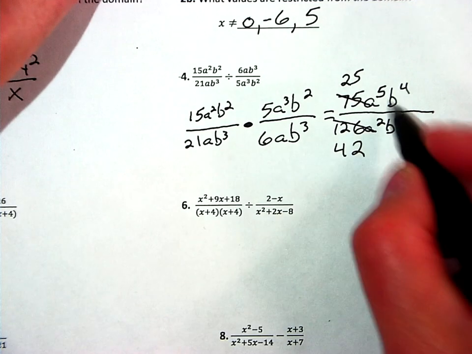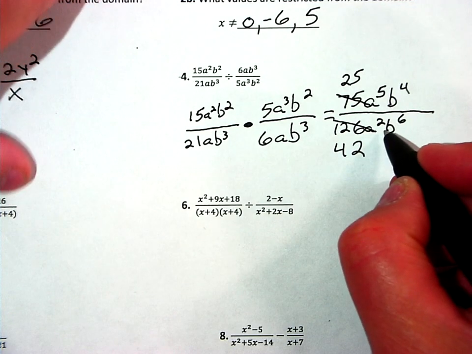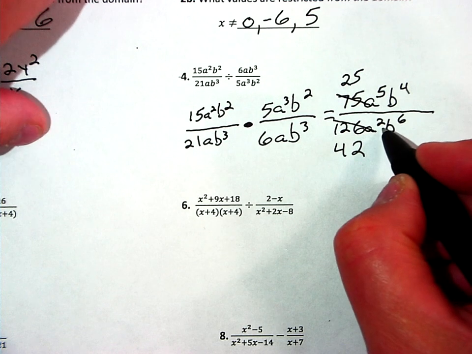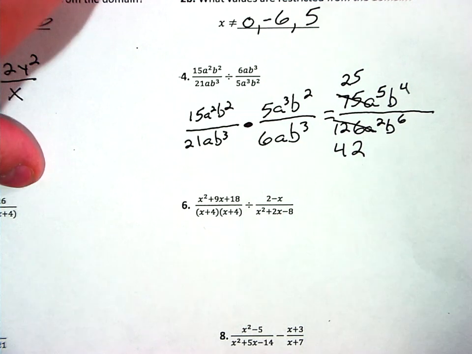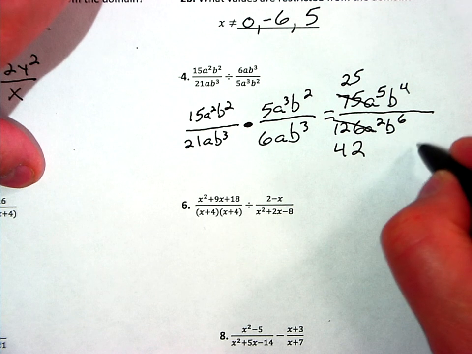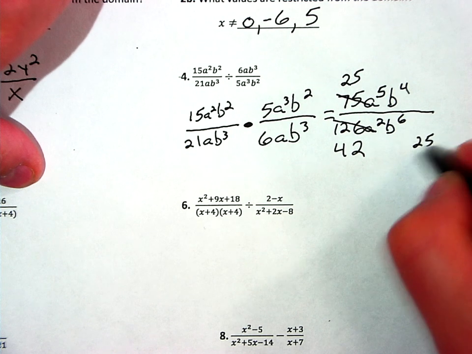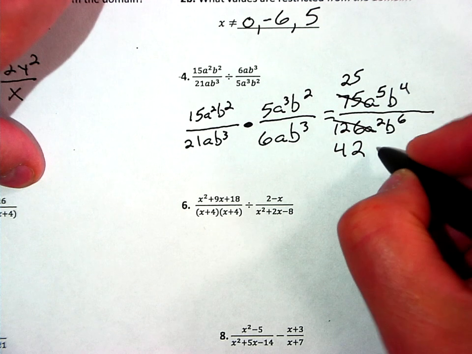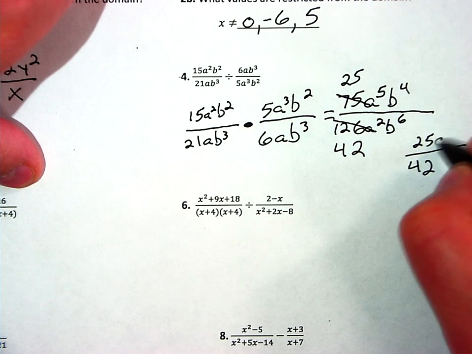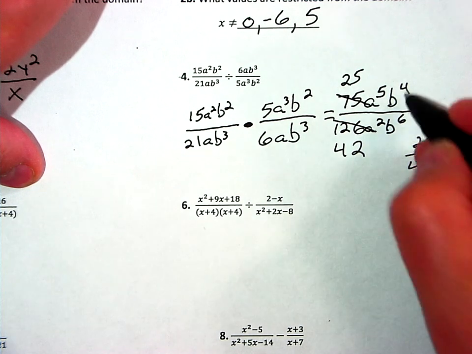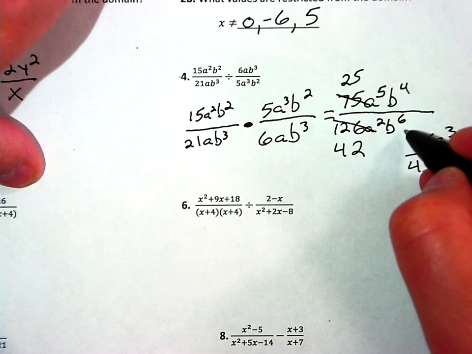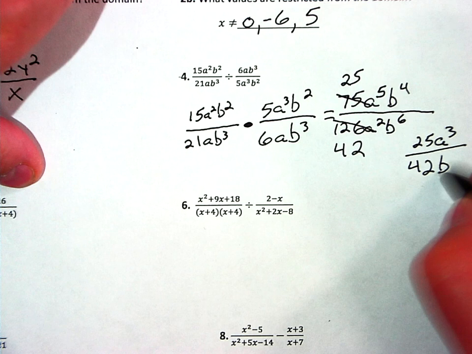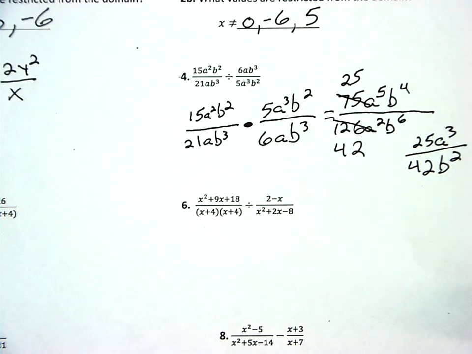All right, I have an a to the 5th and an a squared. What's 5 minus 2? Is that positive? So it's going to go on top. So I'm just going to go over here and put my answer 25 over 42. 5 minus 2 is 3. So that goes on top. 4 minus 6 is negative 2. It's negative, so it goes on the bottom. That's your final answer.